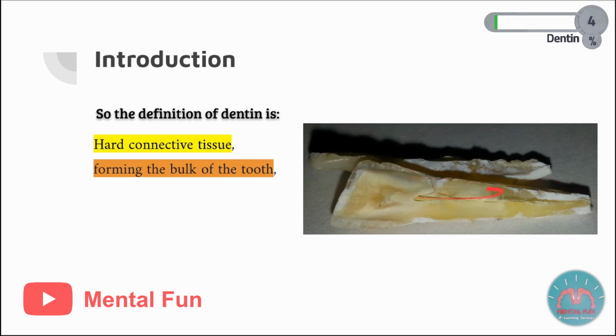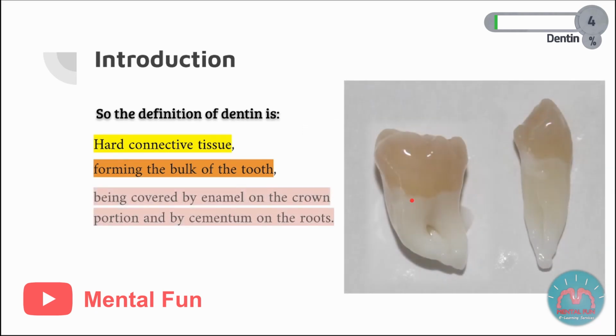So the main component of the tooth is dentin, being covered by enamel on the crown and cementum on the root. As you can see in this image, this is the crown, this is a single rooted tooth and this is a multi-rooted tooth. This is cementum covering the dentin of the root and this is enamel covering the dentin of the crown.